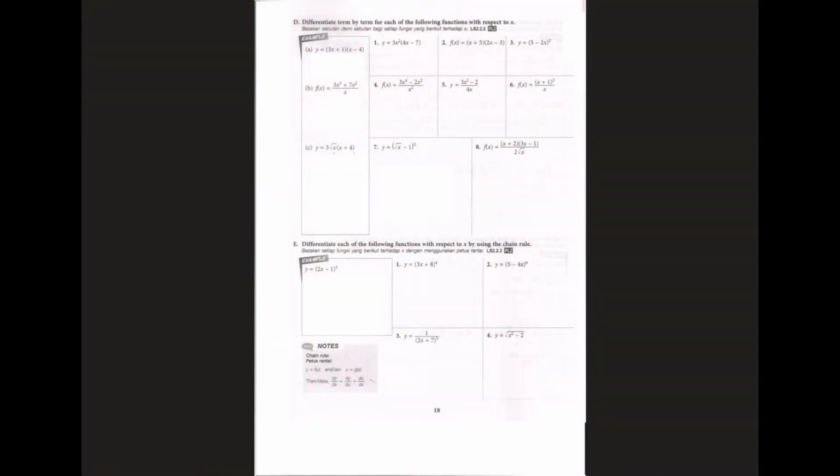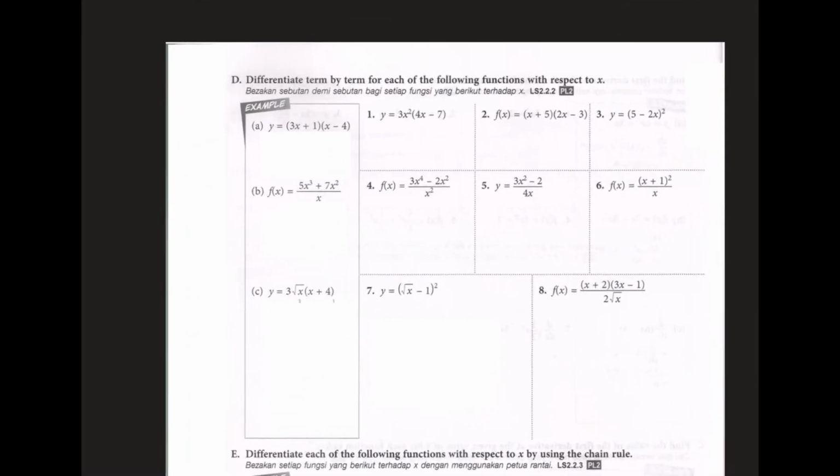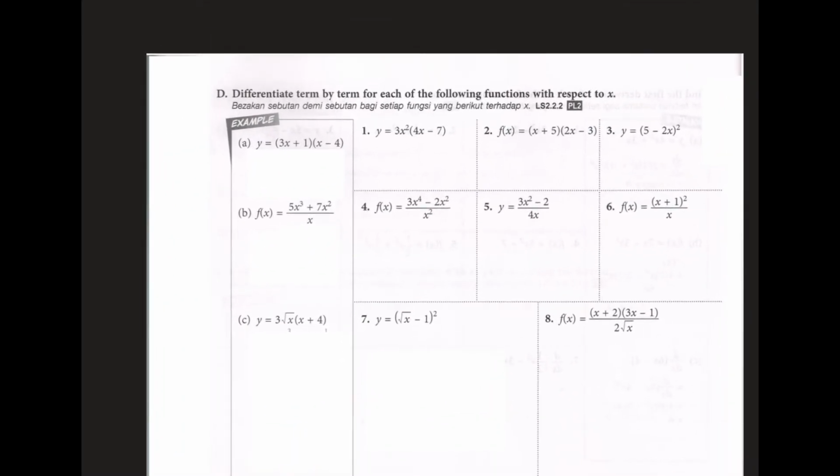Okay, now let's look at this page 18 part D. Differentiate term by term each of the following functions with respect to x. So what happened here is they give us questions that you can simplify into term by term. So for example, let's say the first one, we can expand it.